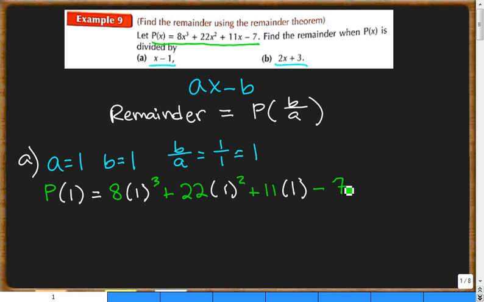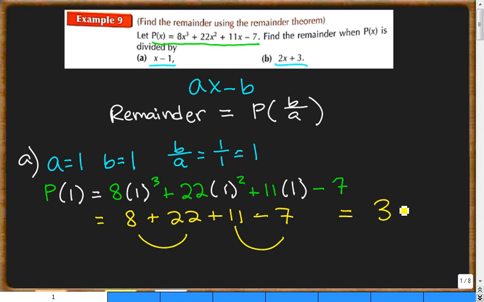So we need to go ahead and evaluate this number. So 1 cubed is 1, so this makes 8. This will make 22. This makes 11 minus 7. And so our remainder is going to be, these together make 30. This makes 4. So we're going to get 34. Now we're going to do the same thing for B.